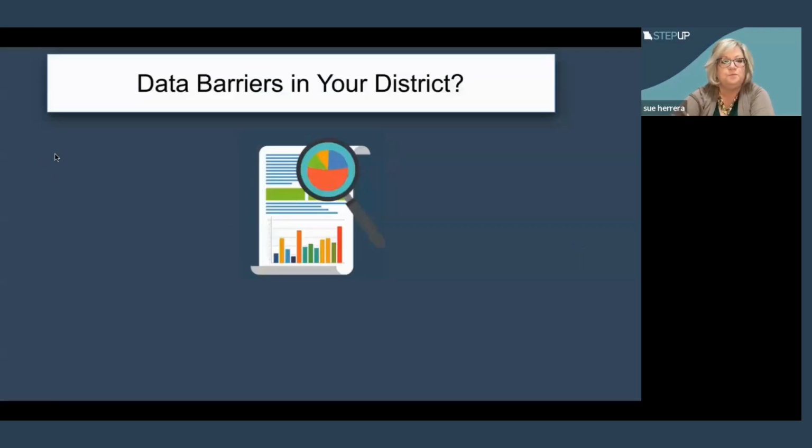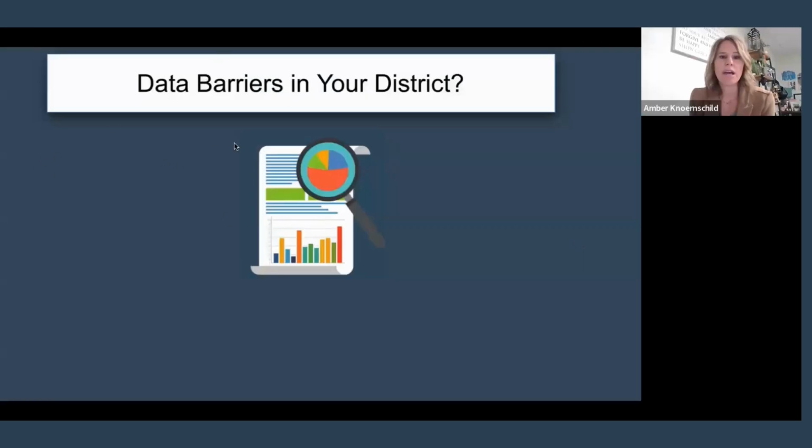So I know, like many of you, there's lots of data barriers within your district. I am the elementary principal. I'm the SPED director. I have a Title teacher for my school. So who's going to look at the data? Where are we going to find the data? How are we going to use the data? And just time and figuring it all out. So, those are just some of the barriers that we have in our district. And I'm sure you guys have the same barriers within your districts.